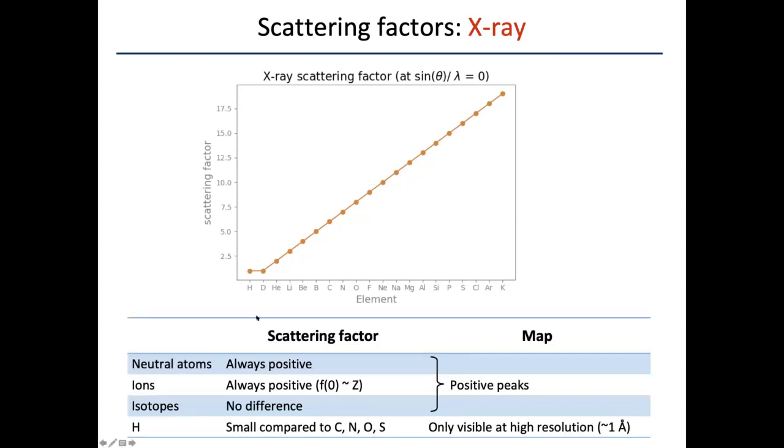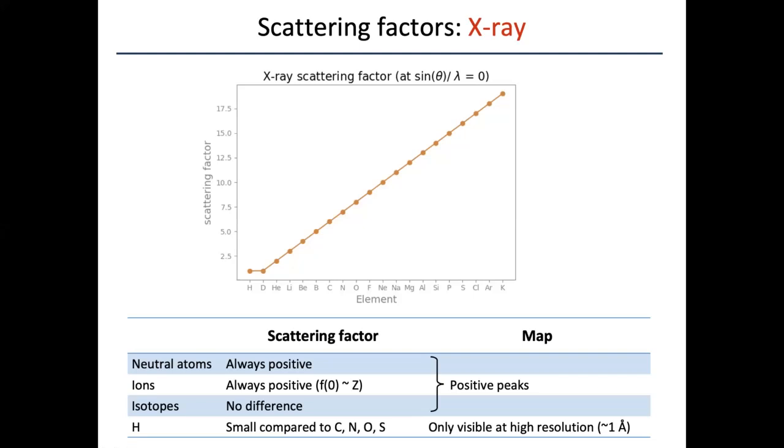So if we look now at our table, for neutral atoms, we saw that the scattering factor is always positive. For ions, it is positive as well, and the scattering factor at 0 scattering angle corresponds to the number of electrons. There's no difference for isotopes, and the scattering factor for hydrogen is very small compared to other elements. So what does it mean for maps? That means that we have positive peaks for atoms, and hydrogen atoms are only visible at high resolution.